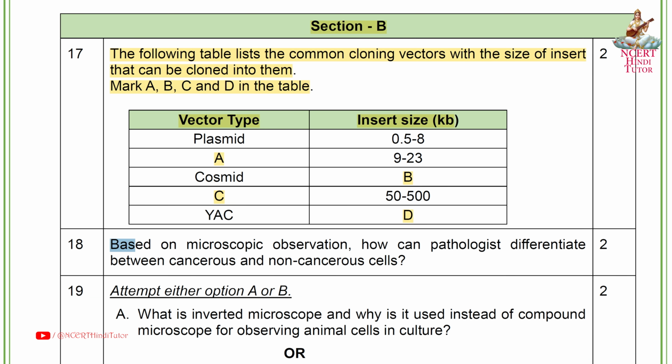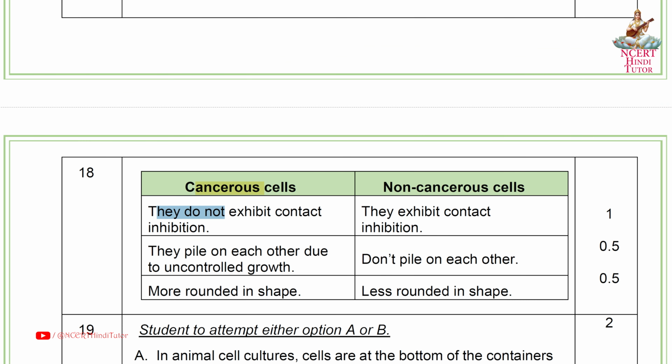Question 18. Based on microscopic observation, how can pathologists differentiate between cancerous and non-cancerous cells? Answer: cancerous cells, they do not exhibit contact inhibition. Non-cancerous cells, they exhibit contact inhibition.